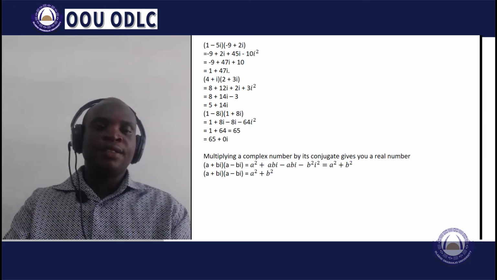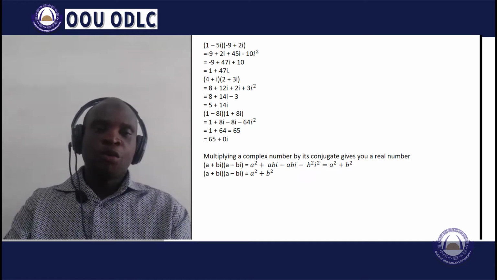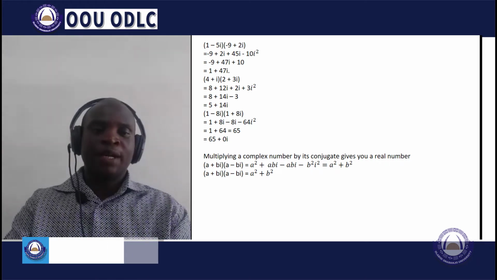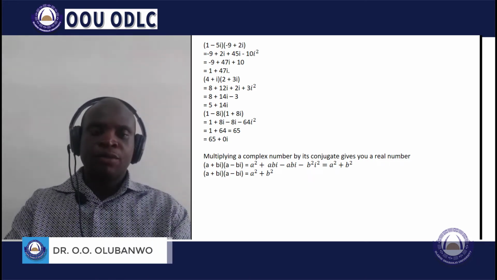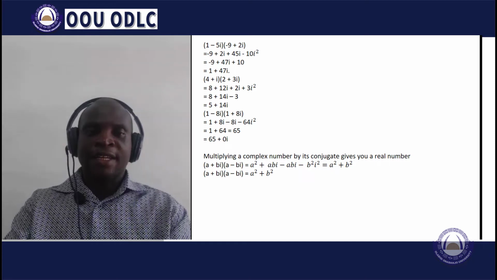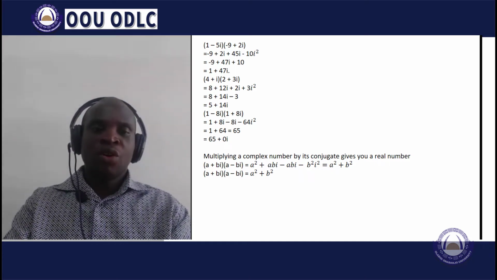The last but not the least, here we have 1 minus 8i into bracket 1 plus 8i. 1 times 1 is 1. 1 times 8i, we have 8i. Minus 8i times 1 will give us minus 8i. So negative 8i times plus 8i will give us minus 64i squared.